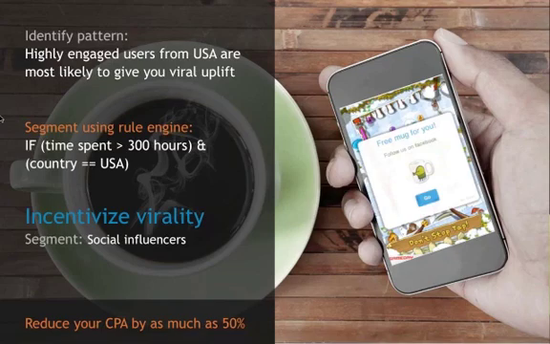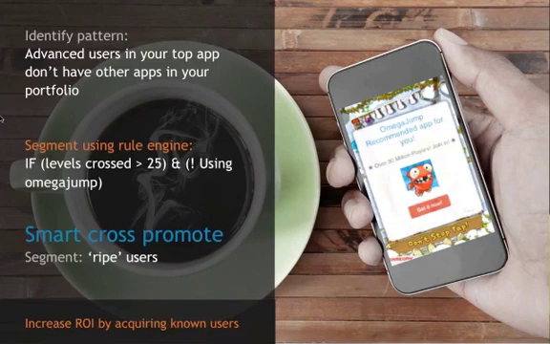The second pattern seen in the industry is the cross promotion aspect of it. This was about your advanced users in one of your apps, and usually in a portfolio of apps, most developers have that one brilliant app, that one top app that's stood out. What you want to do is take this group of users, the ripe users, and move them to the other apps in your portfolio.